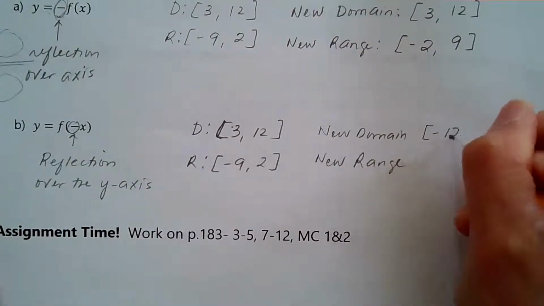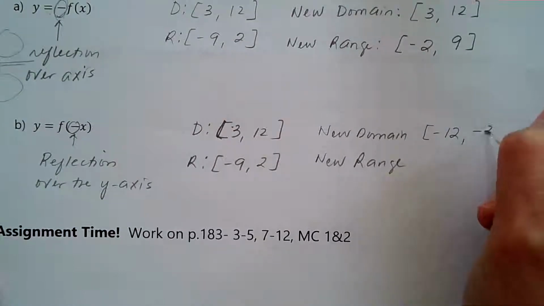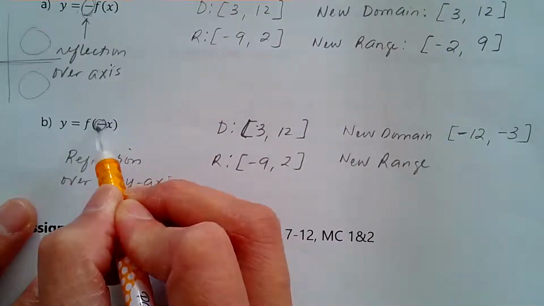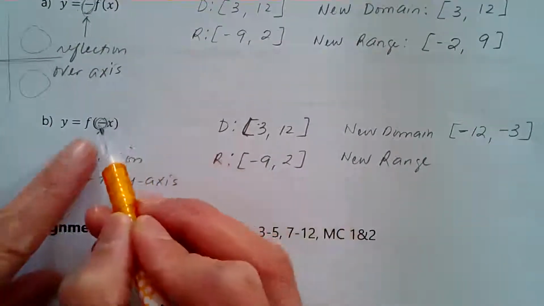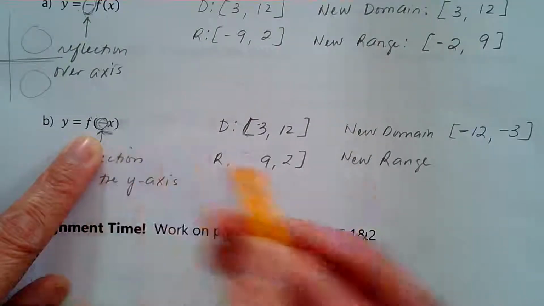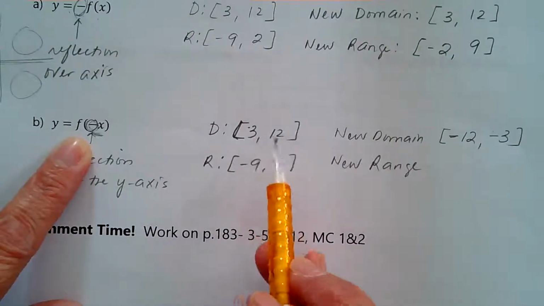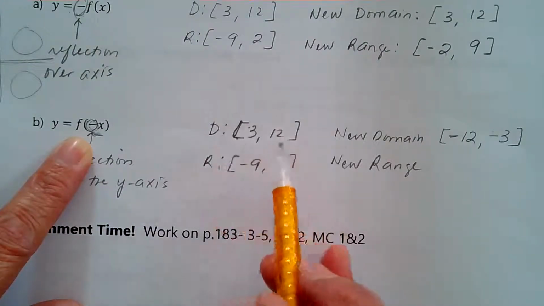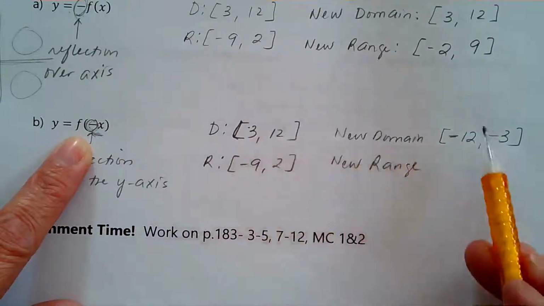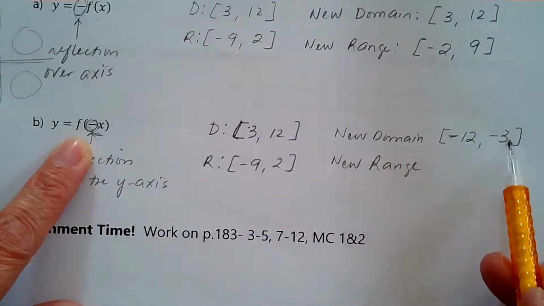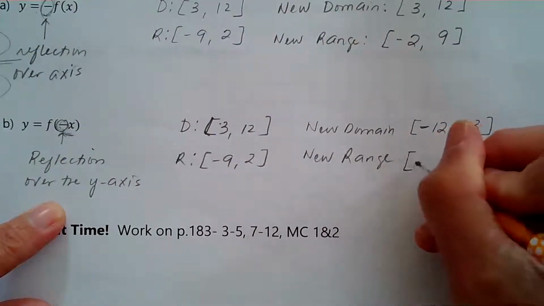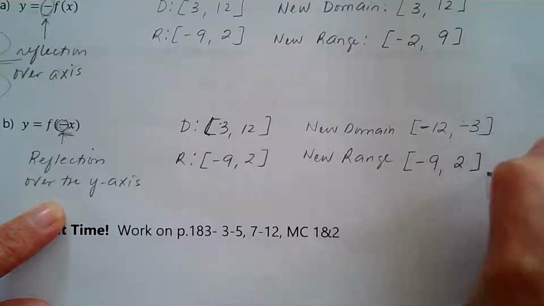Negative 12 to negative 3, because everything on the x is being multiplied by negative here. You see that? These are all the x's, 3 to 12. If you multiply everything here by negative, this becomes negative 3, this becomes negative 12. But we want to make sure that we write it from smallest to biggest. So start with negative 12 to negative 3. What's the new range? The same as the original, right? Good.